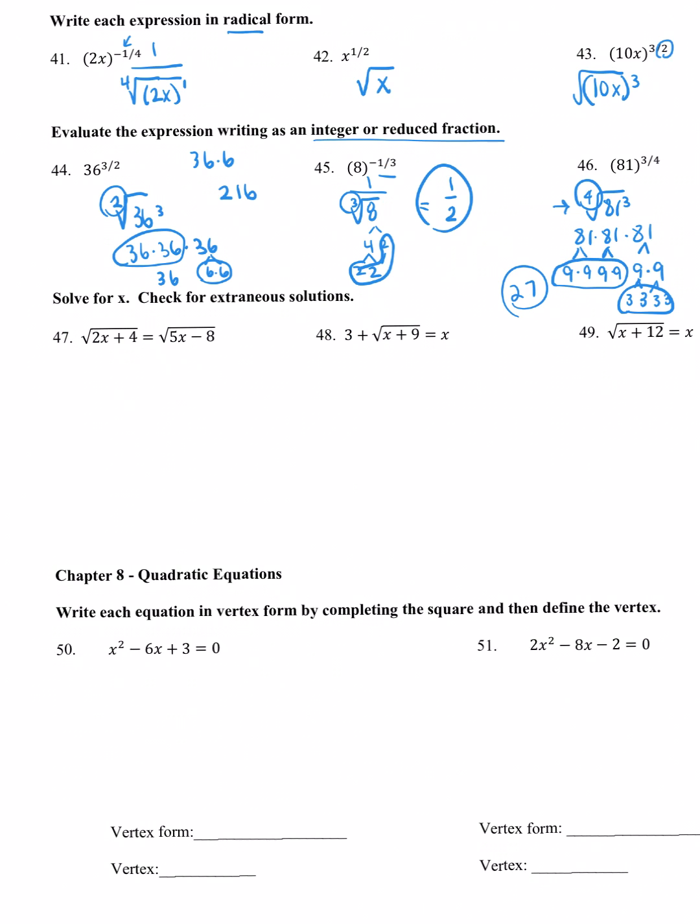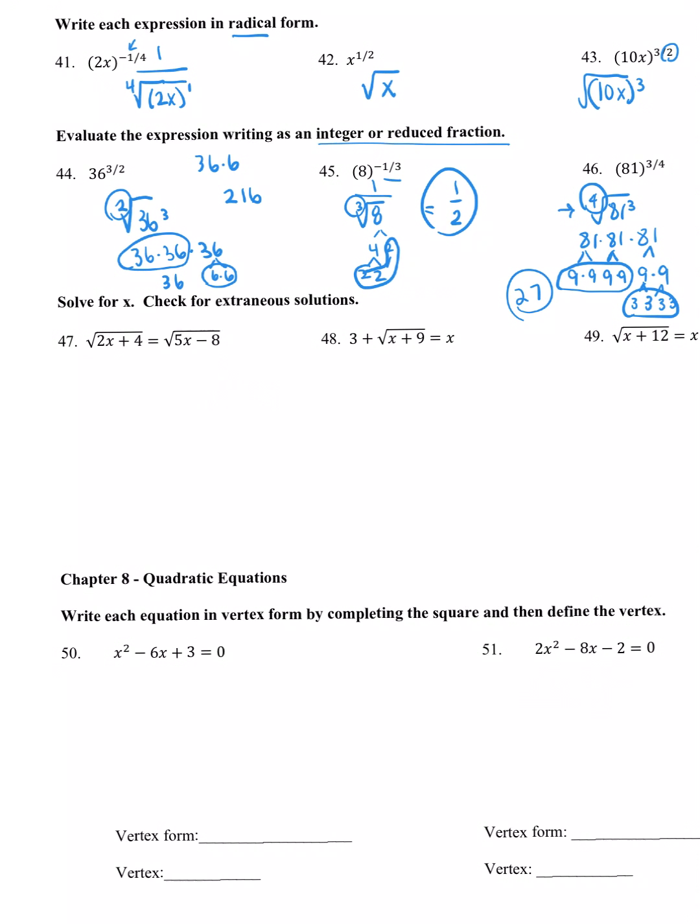Okay, looking at solving for x when we have radicals, and it says check for extraneous solutions here. So when you have a radical, you want to isolate the radical. This one's already isolated, so is this one. As soon as they're isolated, you can then square both sides to remove them. That'll leave you with 2x plus 4 equals 5x minus 8. If I solve for x, I'm going to subtract 2x from both sides. That gives me a 3x over here. I'm going to add 8 here. That gives me a 12 here. And dividing by 3, I get x equals 4.